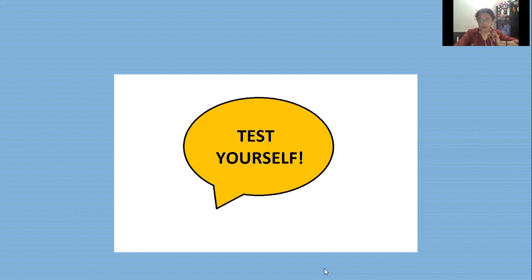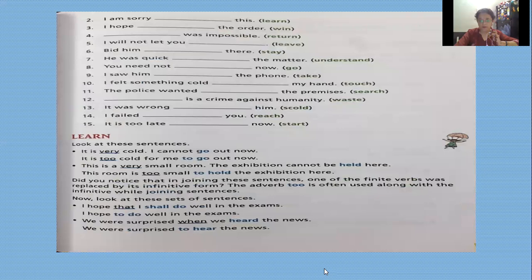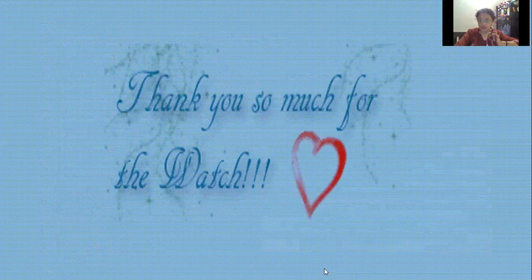You can also see the test. Sorry, just test yourself. Here, I have included your book exercise only, which you can see here, with the answers. So you can check and you can do it.